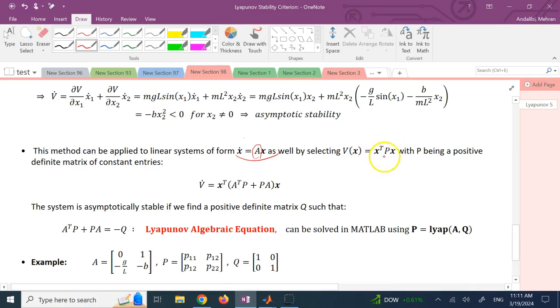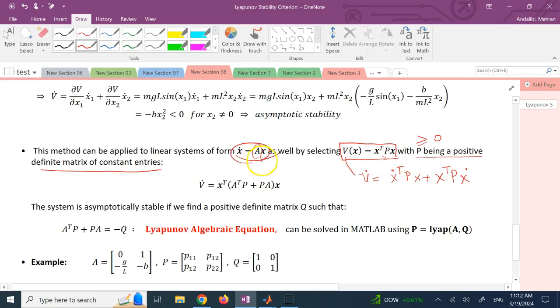Well, V here, we can easily show that it could be x transpose Px, where P is just a positive definite matrix. And the question is, what is P? We can find P in this case. So we have a suggestion for V, and we can find the parameter it needs. We can find this P matrix by plugging it back into the equation. What is V dot? If V is x transpose Px, V dot is going to be x dot transpose Px plus x transpose P x dot.